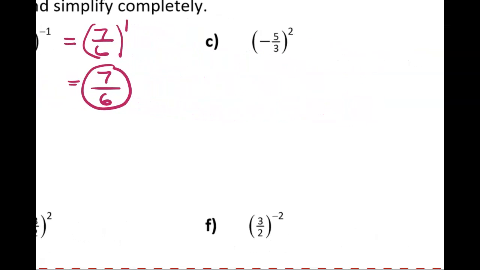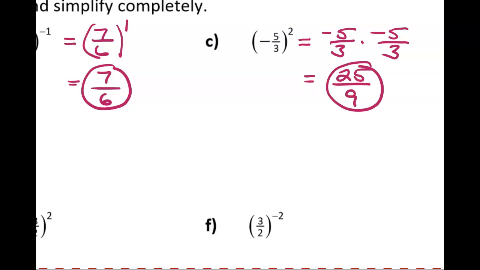In C, we have negative 5/3 raised to the 2. Now be careful here. The negative is not in the exponent. The negative is in the base. And a positive exponent means repeated multiplication. So that's negative 5/3 times itself, which is positive 25/9.